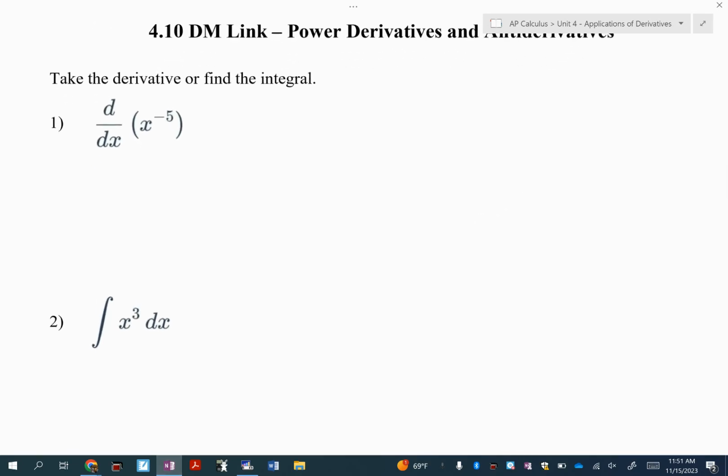All right, the first one says d dx. So when I look at that d dx, I'm taking the derivative. So this is the power rule. What do I do with that -5? I move it to the front, right? We're taking the derivative. Now, how do I figure out the new power when you're taking a derivative? You subtract 1. So what's -5 minus 1? -6. You did it. You're done. That's it.